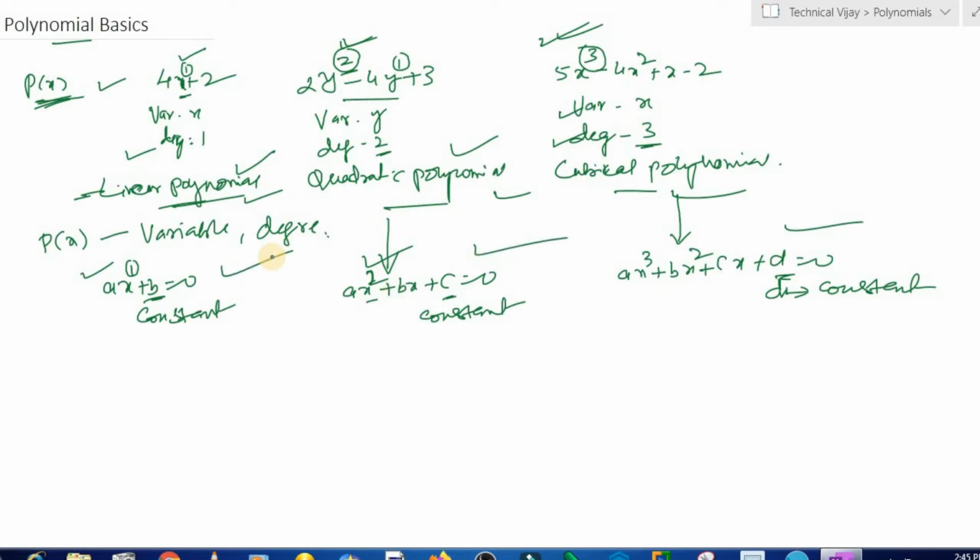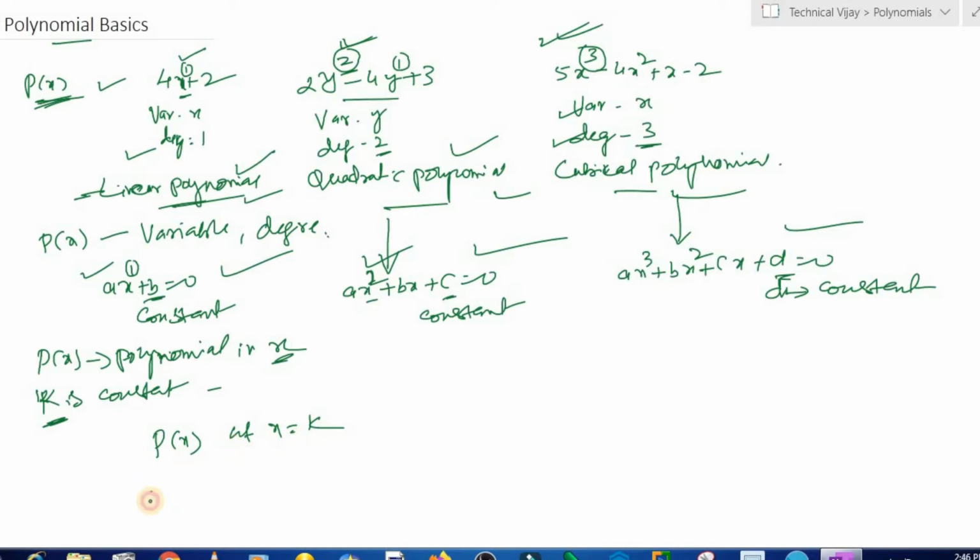Now we will see, suppose p of x is a polynomial in x, and if k is a constant, then the value obtained by replacing x by k in p of x is called the value of p of x at x is equal to k and is denoted by p of k.